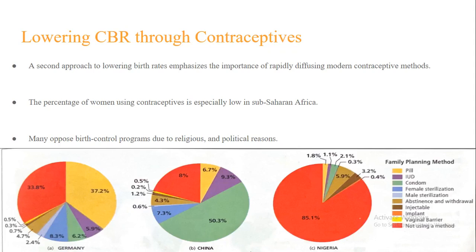Lowering CBR through contraceptives. The most effective way to increase use of contraceptives is to distribute more of them cheaply and quickly. Women using contraception in sub-Saharan Africa is especially low because of the reluctance of men to use them. Adherents of many religions have convictions that prevent them from using some or all contraceptives. And in many places, opposition is strong to terminating pregnancy by abortion.